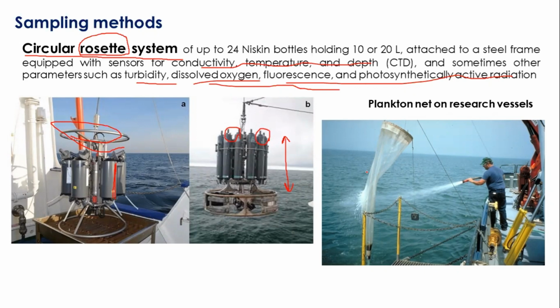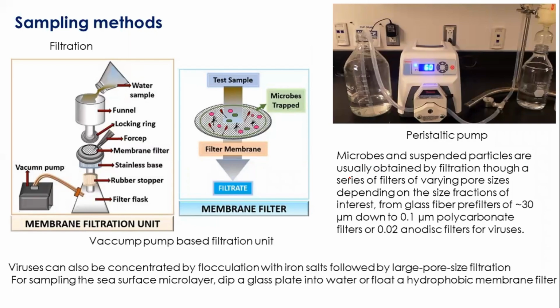Also, when you go in a research vessel, for the plankton there is a net, a very big net, which drags at the back side of the research vessel as it moves, and it helps in the collection of the plankton. Okay, so this is how you should do the sampling for marine microbial studies.